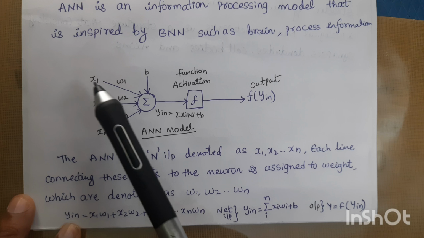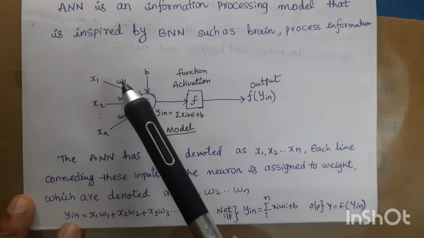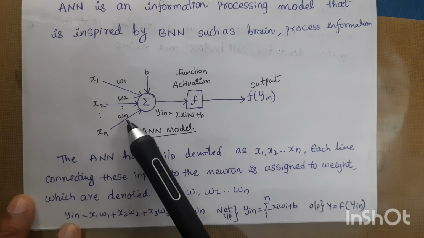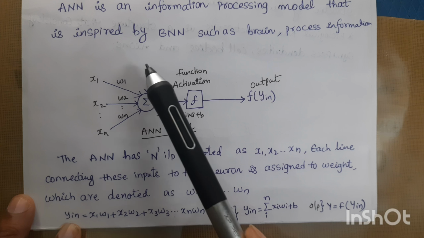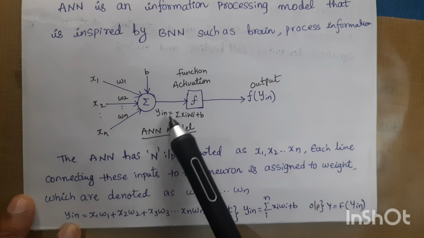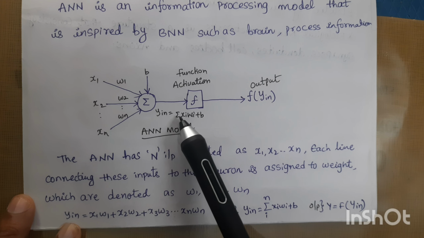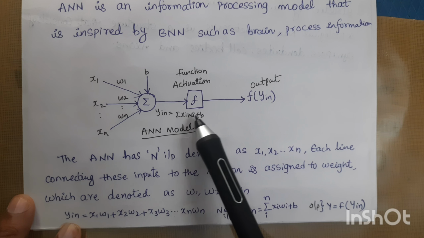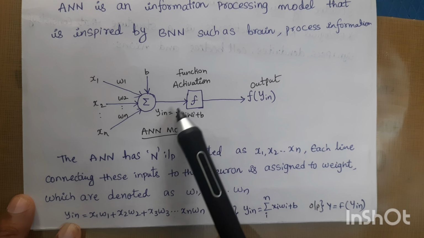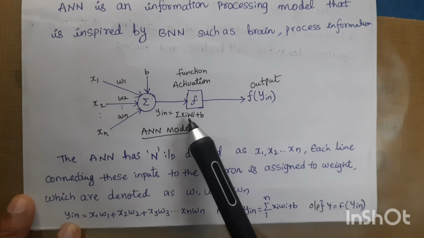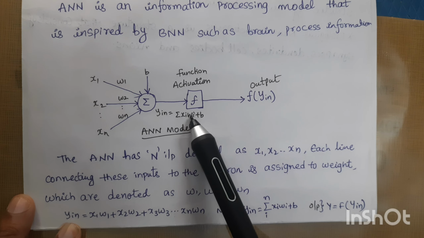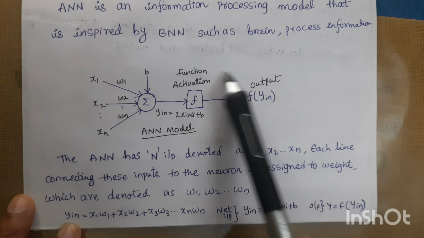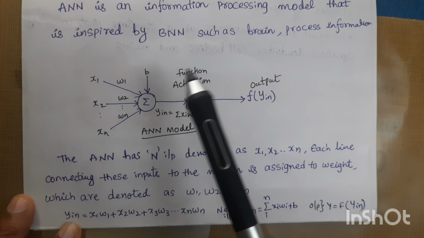In this, x1, x2, xn are input values, W1, W2, Wn are called weights, B is the bias. Here Yn is equal to sigma Xi Wi plus B. So sigma is there. So we are going to multiply input values with weights plus bias. So this is all about the ANN basic model.